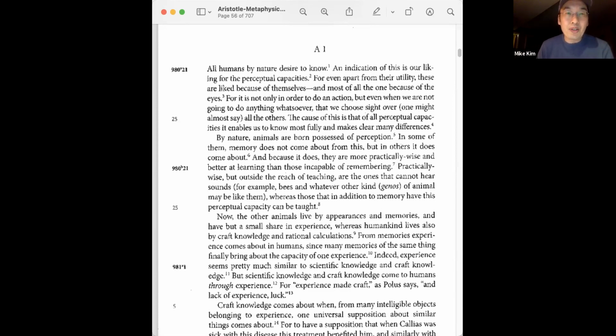All humans by nature desire to know. An indication of this is our liking for the perceptual capacities. For even apart from their utility, these are liked because of themselves, and most of all, the one because of the eyes. For it is not only in order to do an action, but even when we are not going to do anything whatsoever, that we choose sight over, one might almost say, all the others. The cause of this is that of all perceptual capacities, it enables us to know most fully and makes clear many differences.